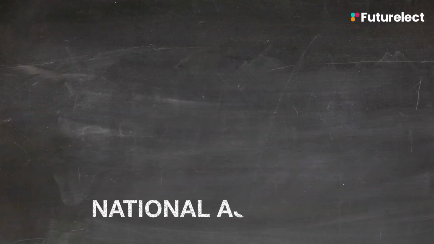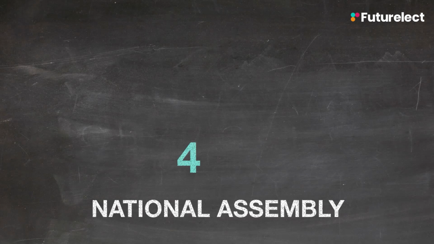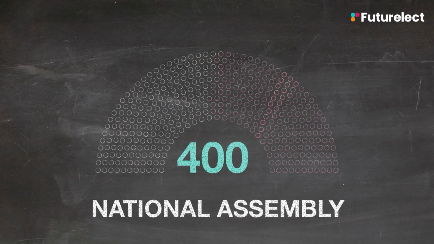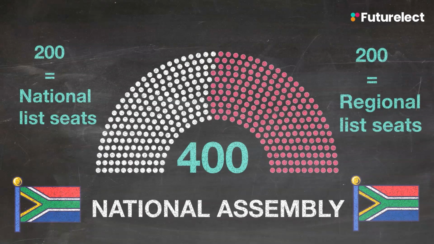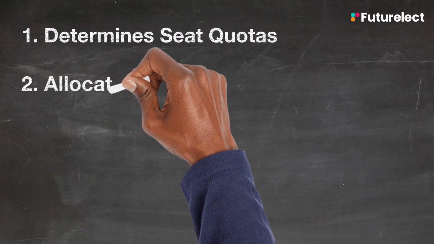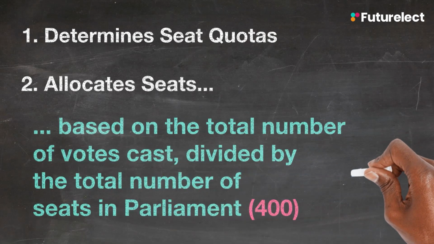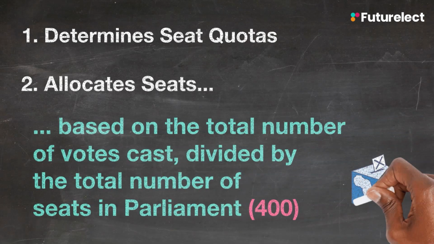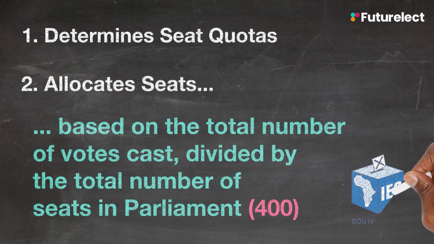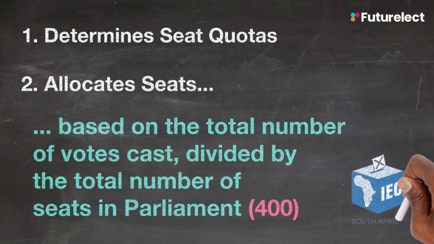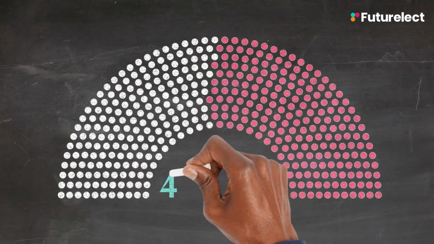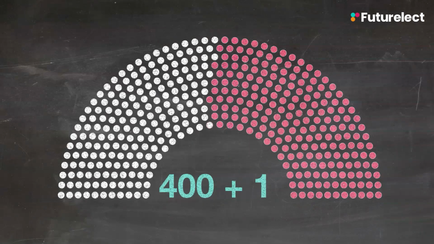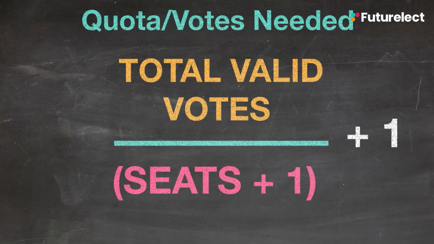For instance, in the National Assembly, which has 400 seats in total, 200 are regional list seats and 200 are national list seats. The IEC determines seat quotas and allocates parliamentary seats based on the total number of votes cast in the election divided by the total number of seats in Parliament, which is 400. To avoid the IEC having to allocate fractions of seats, one seat is added to the total number of seats available in the National Assembly, making it 401.